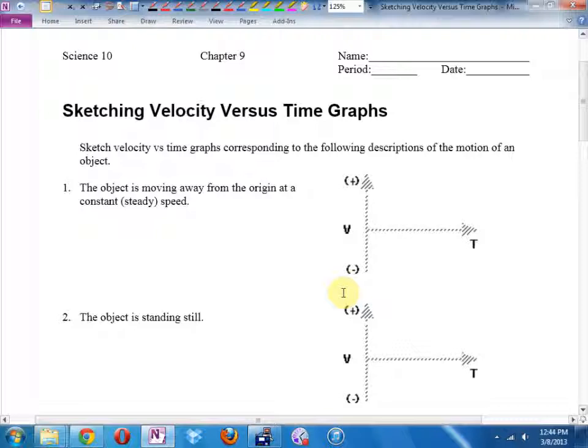Roughly. It says the object is moving away from the origin. Let's call that forwards at a constant speed. So you have a positive, you're moving away, you're moving forwards at a constant speed. Now on a velocity time graph, Brad, how high you are is how fast you're traveling. So let's decide that you start out traveling that fast, right there. Put a dot right there.